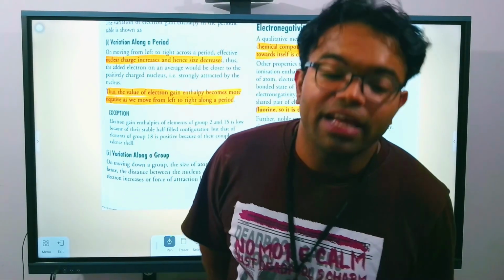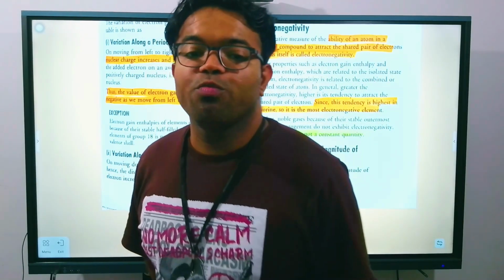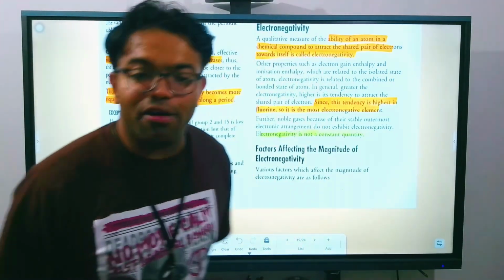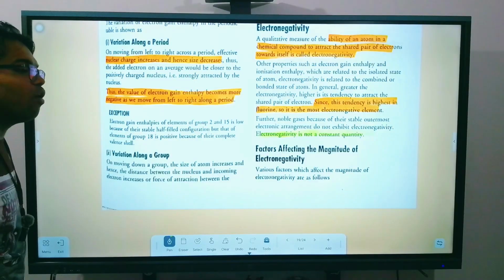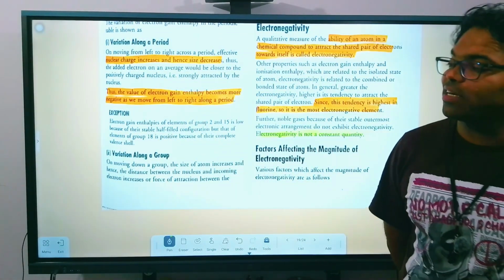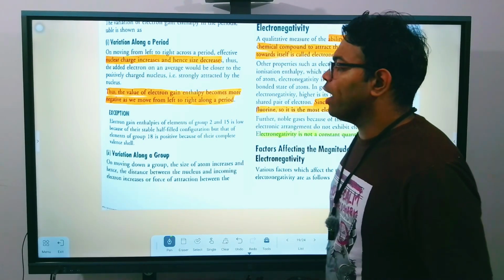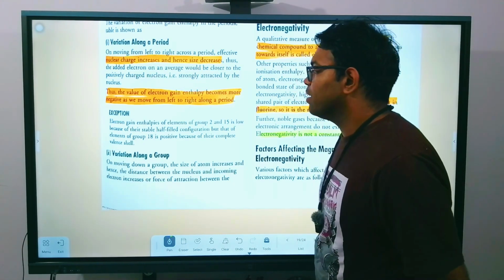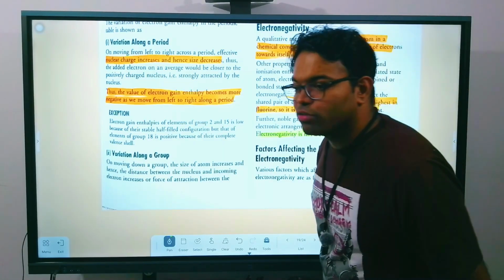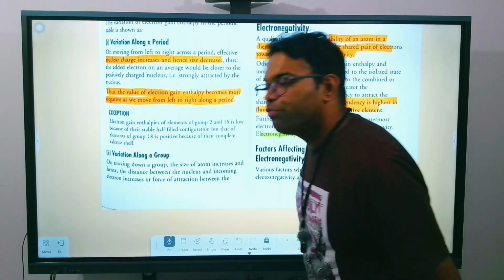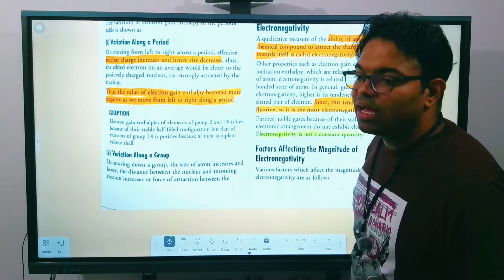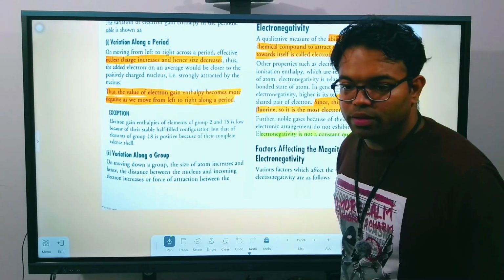NS2 was fully filled. Similarly, in the case of group 15, the p orbital was half filled. That was the reason for a higher electron gain enthalpy, more positive electron gain enthalpy for the group 2 and group 15 elements. But that of group 18 is positive because they have completely filled shells. So group 2, group 15 and group 18 will have positive enthalpies compared to the rest of the group.